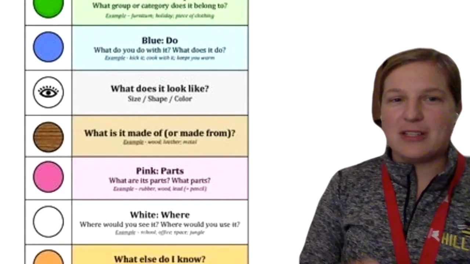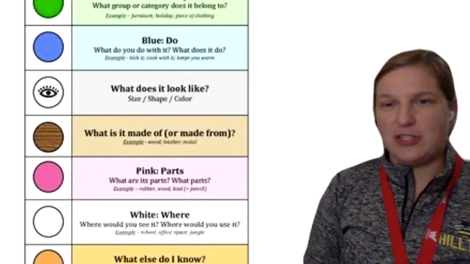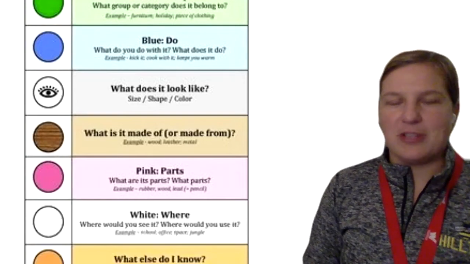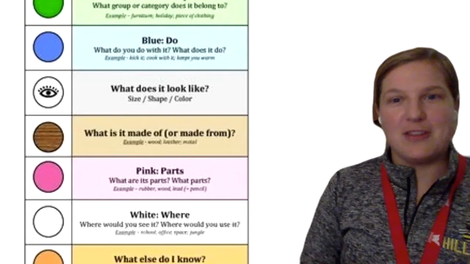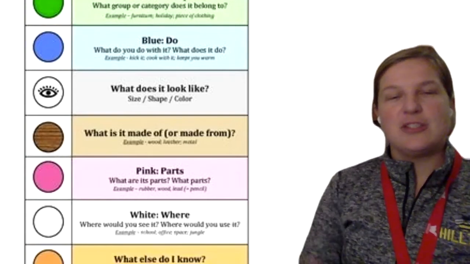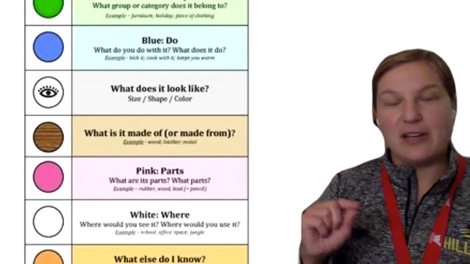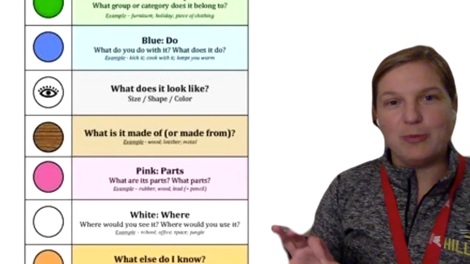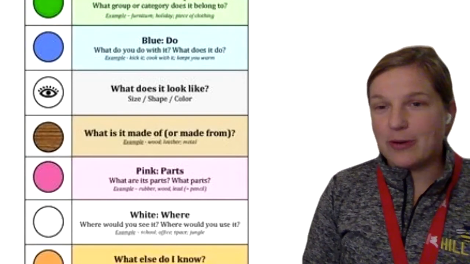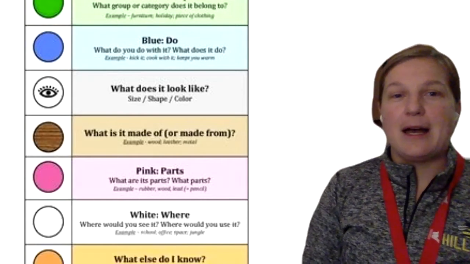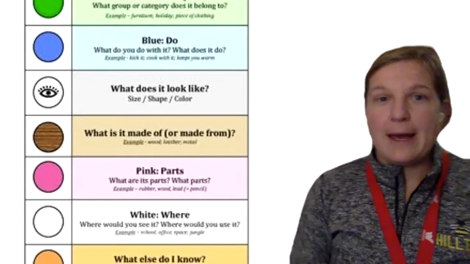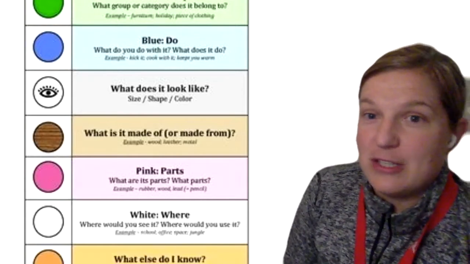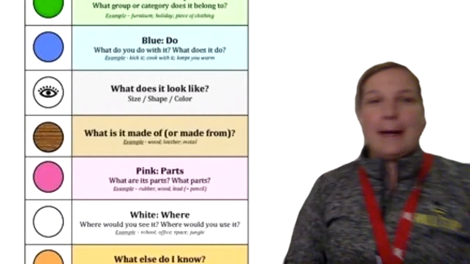So what it does, it pairs a color with a question. And I realize not all of them are questions or colors because there's an eyeball in there and there's wood, but I'll talk you through it. So it goes green, group. Sorry, I know that's cut off at the top, but that says group. So what group or category does it belong to? Blue, do. What do you do with it? What does it do? So functions.